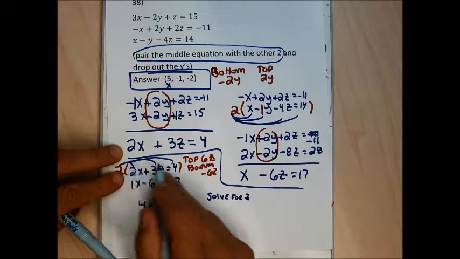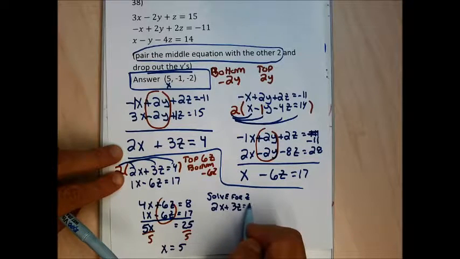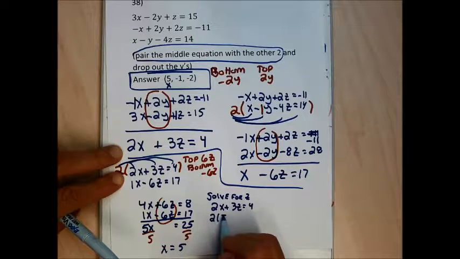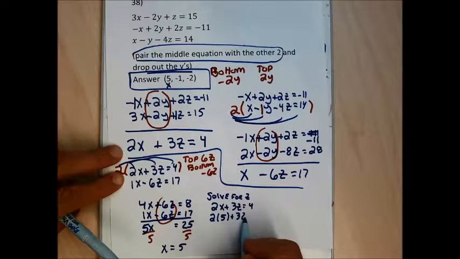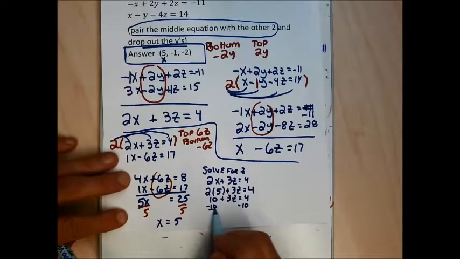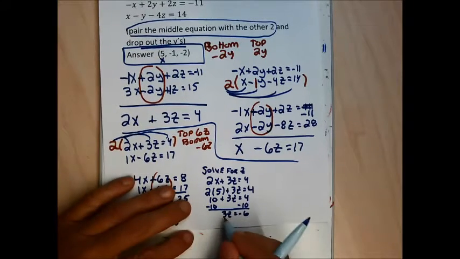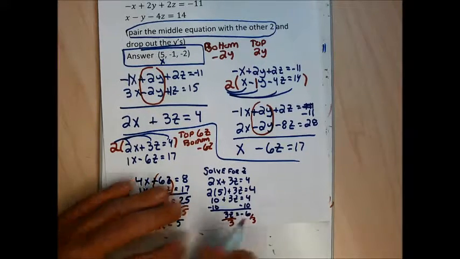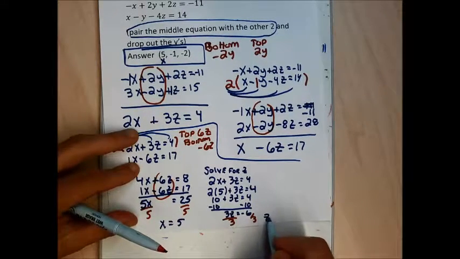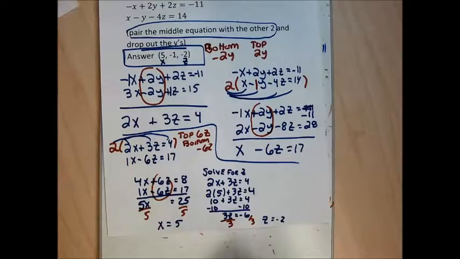By picking this equation that has a z that's easy to solve for. So the 2x plus 3z equal to 4. I'm going to use that and plug 5 in for x and go 2 times 5 plus 3z equals 4. This will give me 10 plus 3z equals 4. I'm going to subtract 10 from both sides and get 3z equals minus 6. And then divide by 3. That's going to give me z equals minus 2. That's that part of my answer. And now I'm done with step 3.